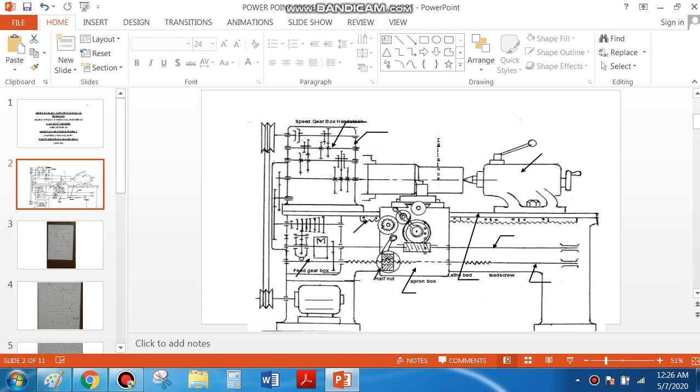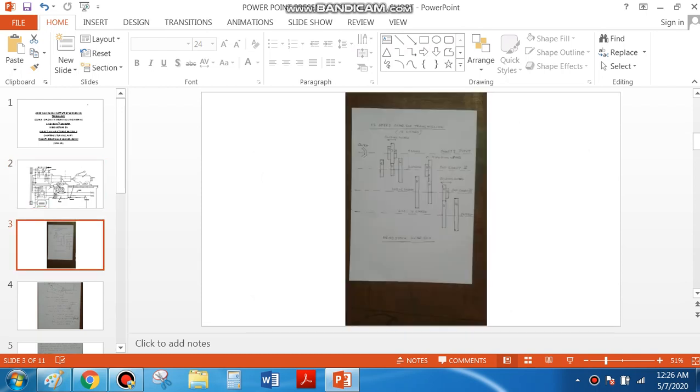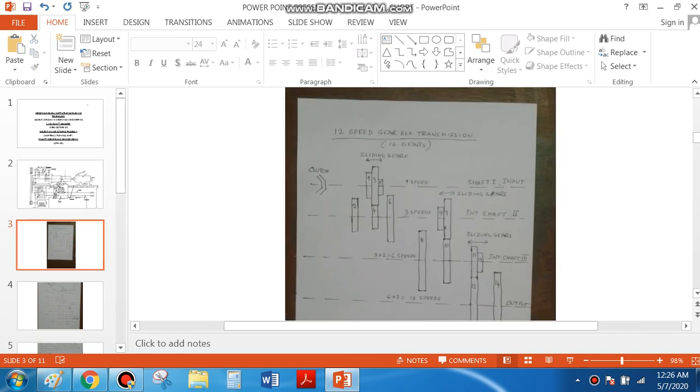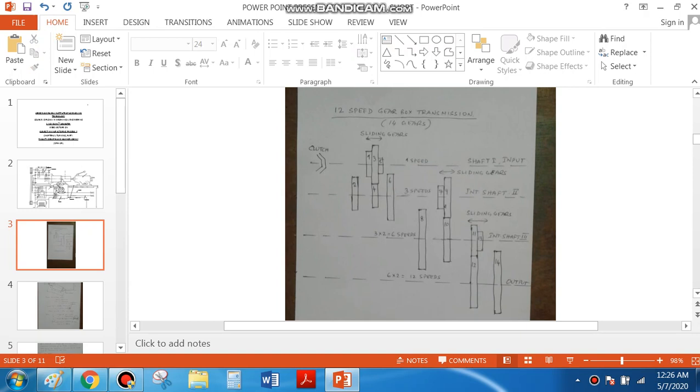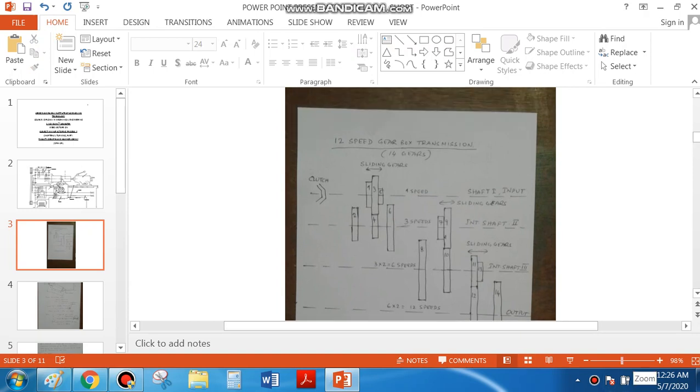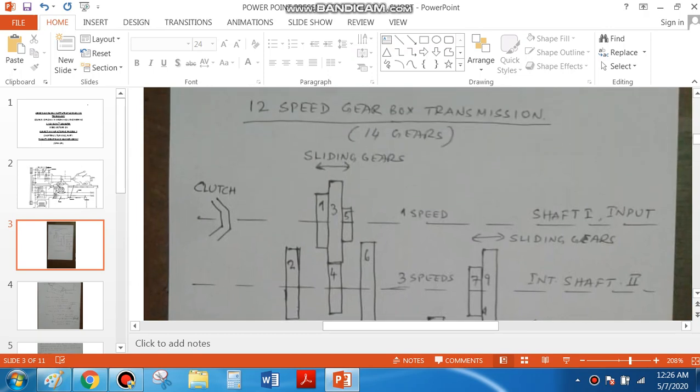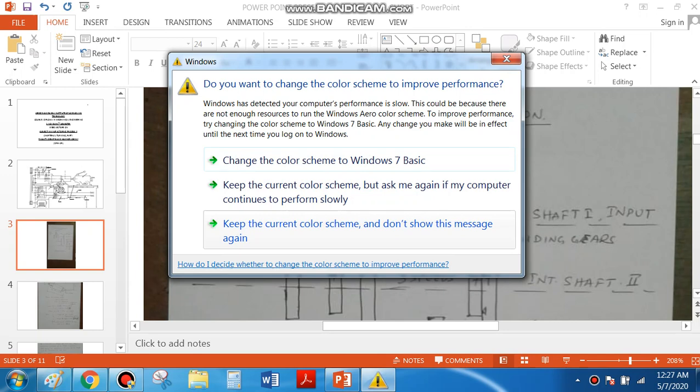Now, in the next slide, we will see the inside arrangement of a 12-speed gearbox. There are 4 shaft lines shown in this drawing. In the first line, there is a clutch which is disengaged and engaged when you require power to the gearbox and when you don't require it. Then, on the first line shaft, the input shaft, there is a cluster.